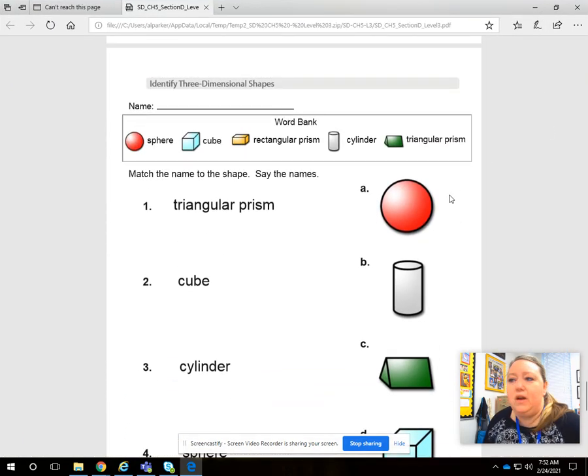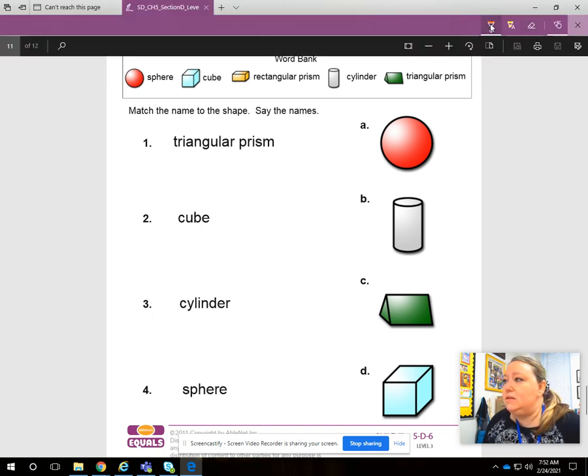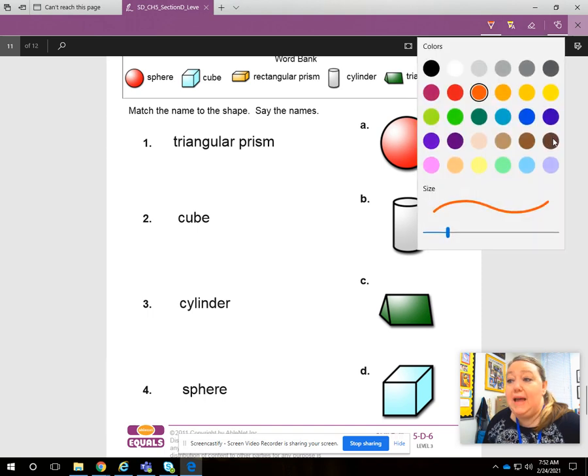Let me go over what we have on our worksheets for today for our practice. The worksheets I think are going to be pretty easy for my friends because I think that you guys picked up on these terms last time so well that this is going to be a breeze. So the only thing that you really need to do is use the draw tool and you're going to draw lines between the names of the 3D shapes and the actual 3D shapes.